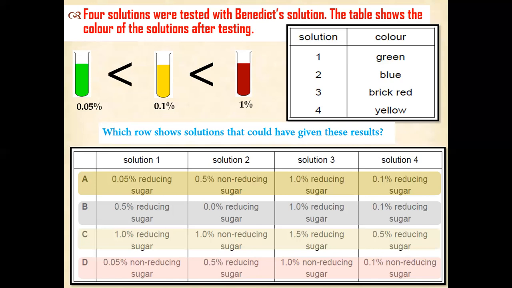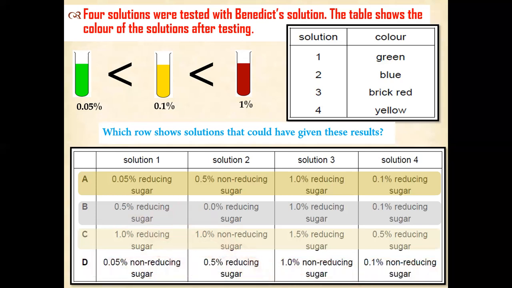And we will check in which option this concept is being followed, and that option will be correct. And the second idea we got: if the color is green, there will be some concentration of sugar. But if the color is blue, it means it is non-reducing sugar. So we're going to check the first idea. We are going to start from the bottom.